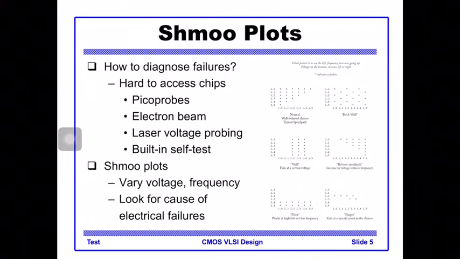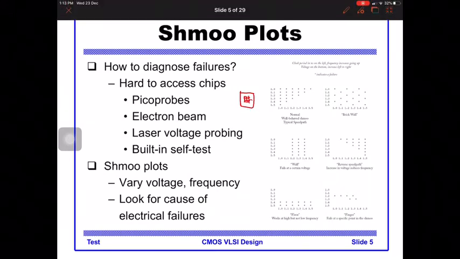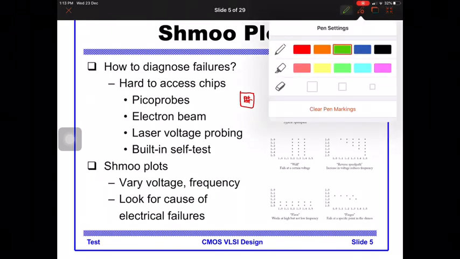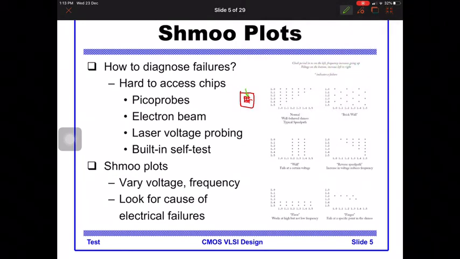Because the chip is very, very small, you need something called pico probes to access the little points on the chip. For example, if you have a chip over here and there are many transistors inside, the pico probe will access a certain node, a specific node that you want to test, and it is very tiny. To access a specific node and measure the current or the voltage, you can use pico probes, electron beam, or laser voltage probing.